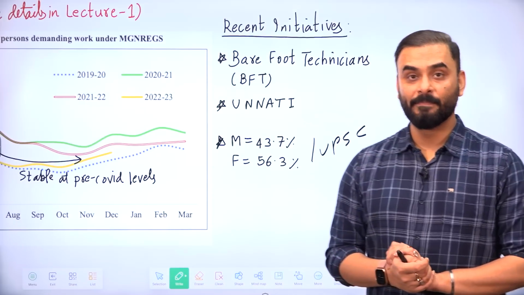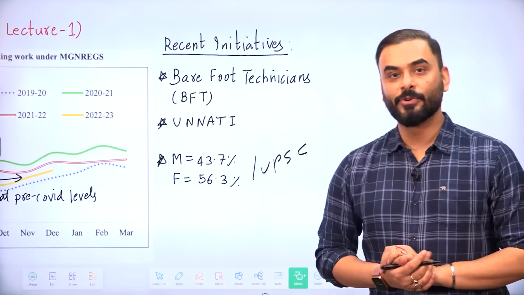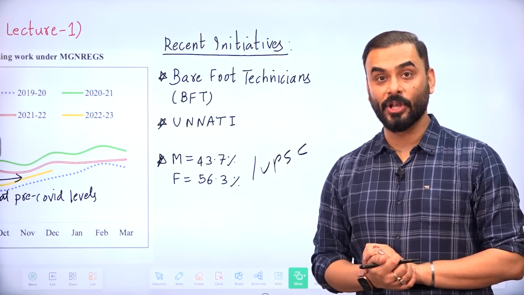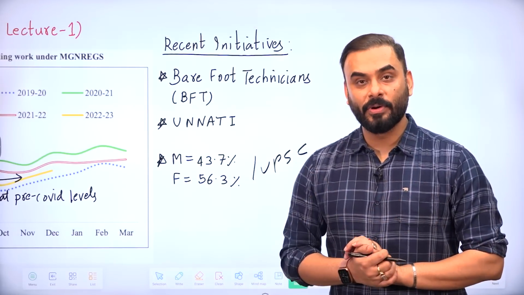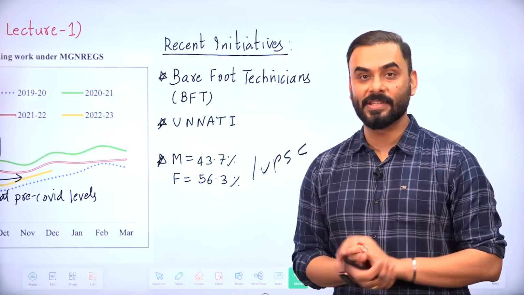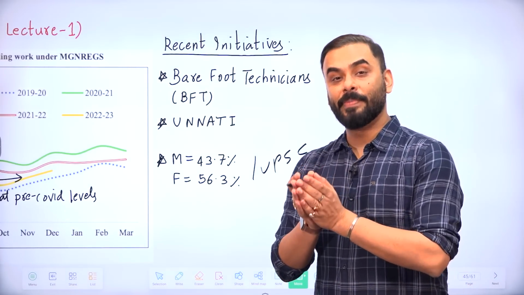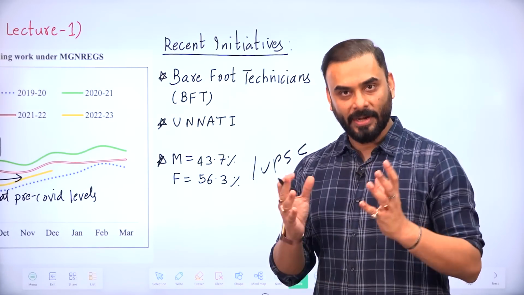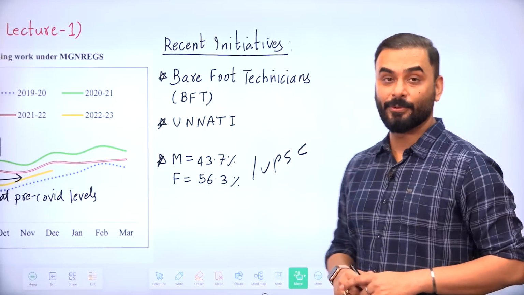There is another scheme by government of India called as barefoot technicians, BFT. So we know that under Manrega, different kind of asset creation goes on in rural areas. So the government of India picks up the people who are working under Manrega and gives them training, for example, in basic civil engineering concepts, so that whatever assets they are creating, it could lead to a better asset creation and good quality of assets in the rural areas through these technicians called as barefoot technicians.